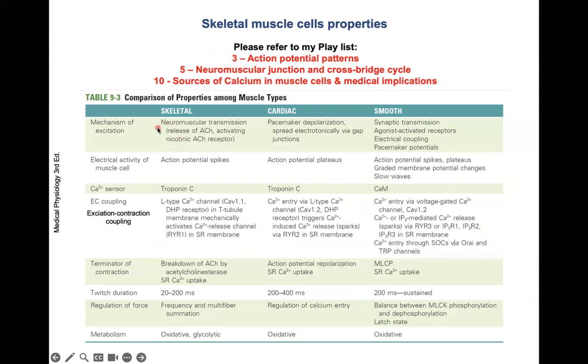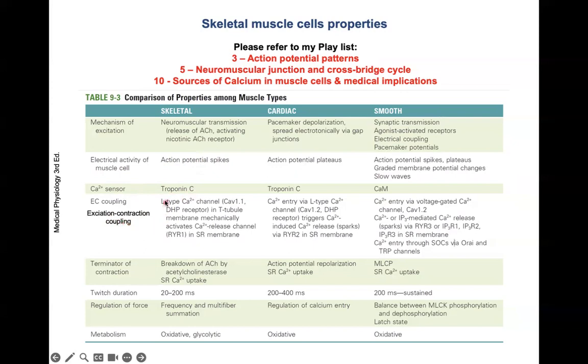Let's get started. Skeletal muscle cells, here we are. The mechanism of excitation is based on the neuromuscular junction, which contains the neurotransmitter acetylcholine, which binds to nicotinic receptors. Electrical activity of muscle cells requires action potentials. The calcium sensor is troponin C in the cross-bridge cycle.